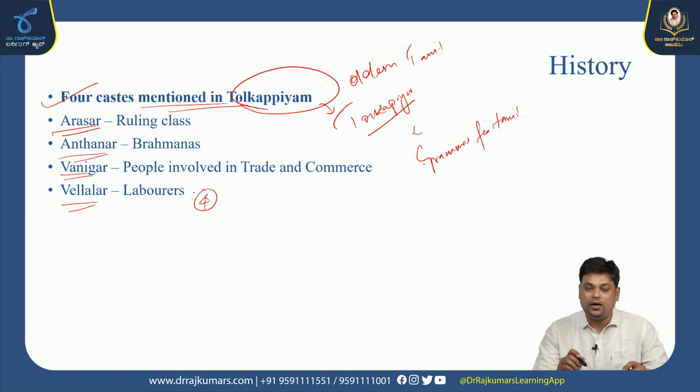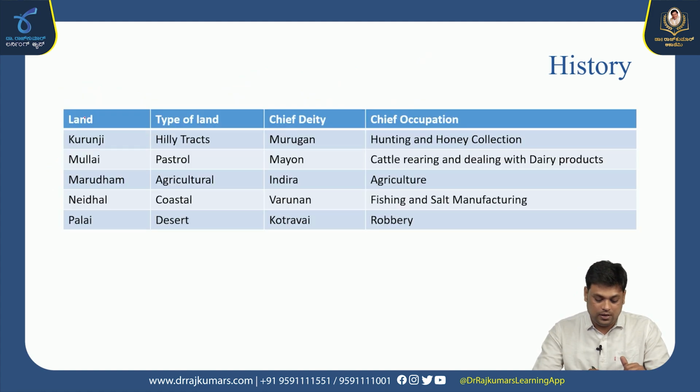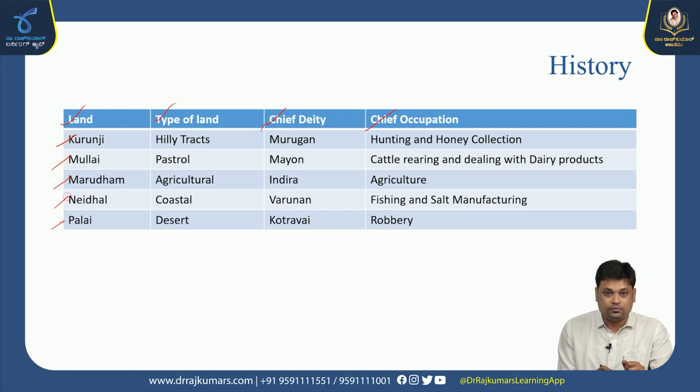Okay, and apart from that, what type of land, where it is located, what the chief deities are and what their chief occupation is. See: Kurinji, Mullai, Marudam, Neithal, Palai. The five different lands of the Sangam age.